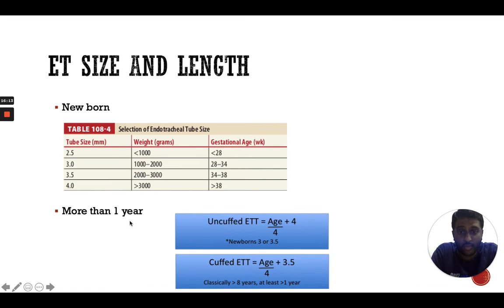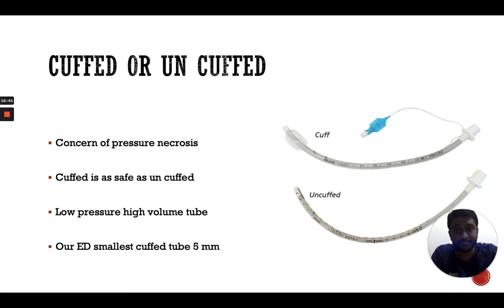Okay, if they're more than 1 year, we can use a formula to help you determine the required size for the patient. If it is an uncuffed tube, the formula is age divided by 4 plus 4. And if you want to use a cuffed tube, the formula is age divided by 4 plus 3.5. It can only be used in a patient who is 1 year and older.